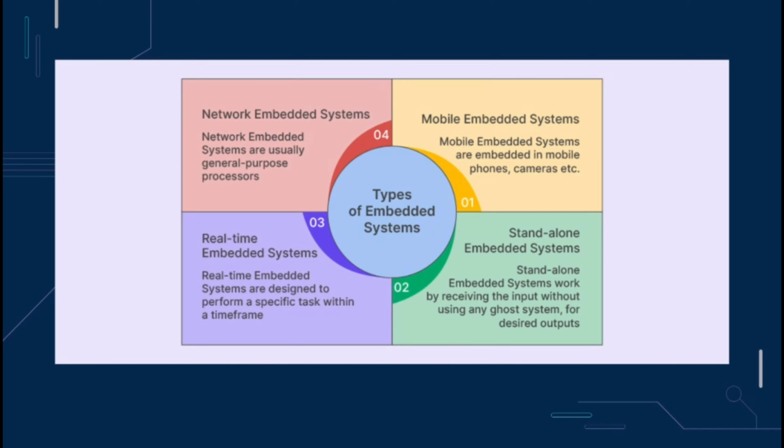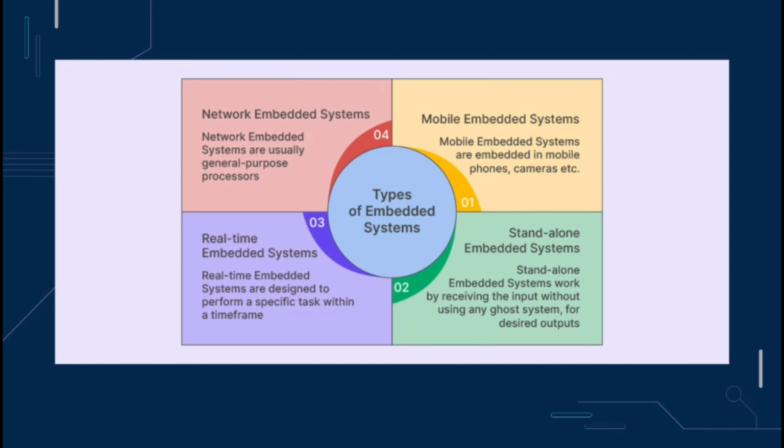Next up we have real-time embedded systems. Now, these are designed to respond to inputs within a guaranteed time frame. They are used in places where timing is critical, like medical devices or automotive control systems. Then we have networked embedded systems, which are connected to a network to communicate with other devices. For example, devices in smart homes or industrial automation setups, they often exchange data with each other through networks.